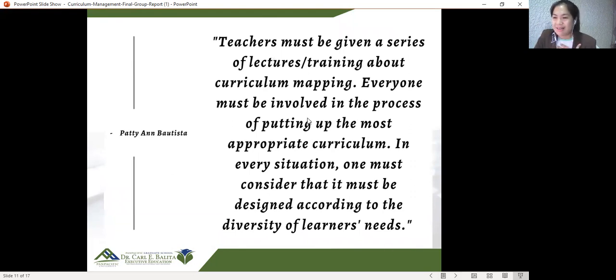Now, this is my key takeaway. I just want to clarify the word curriculum, or I just want to put sense in this matter that teachers must be given a series of lectures and training about curriculum mapping. Everyone must be involved in the process of putting up the most appropriate curriculum, especially nowadays, of course, with the pandemic and the changes in teaching and learning, or the paradigm shift that we are talking about. The teaching and learning process that we applied yesterday is not effective today. We have to know about that.